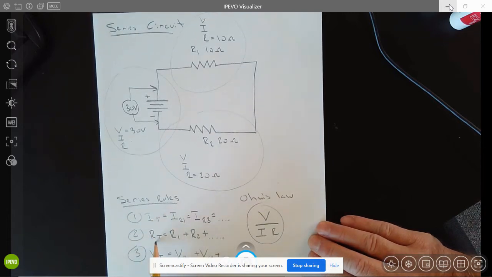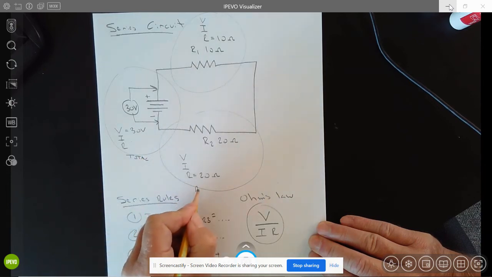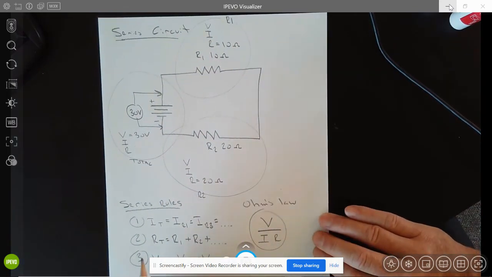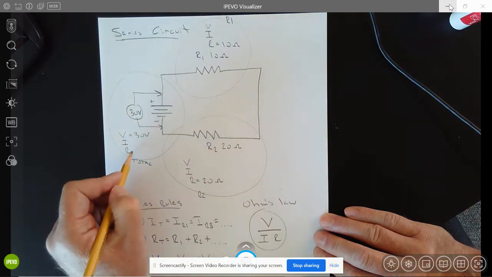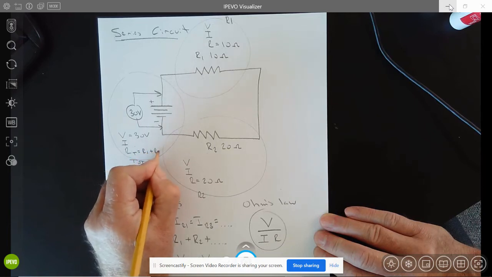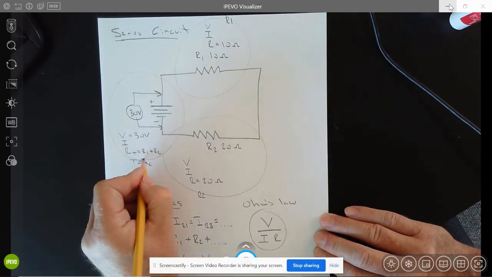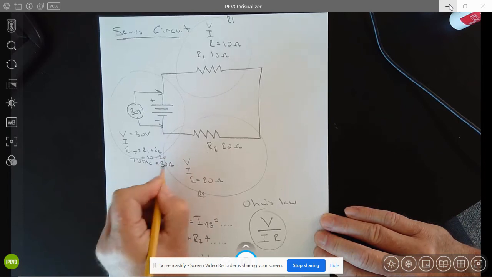Rule number 2, so this guy would be the total. This guy is all for R2. This guy is all for R1. So now the total resistance is the sum of all the resistors. So RT equals R1 plus R2. I know R1, I know R2. So in this case, our total equals R1 plus R2, which is 10 plus 20 equals 30 ohms.